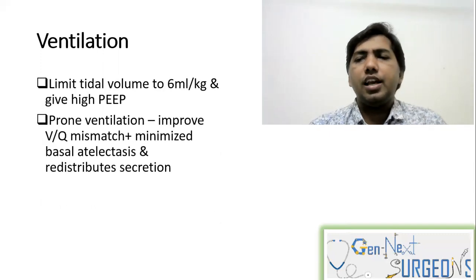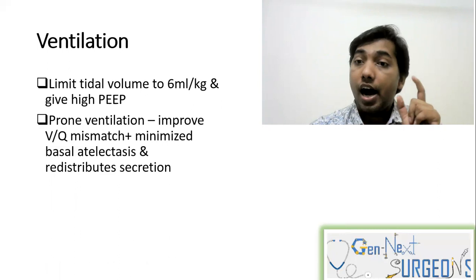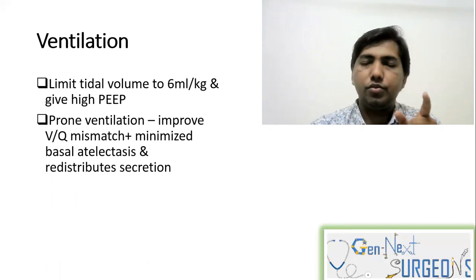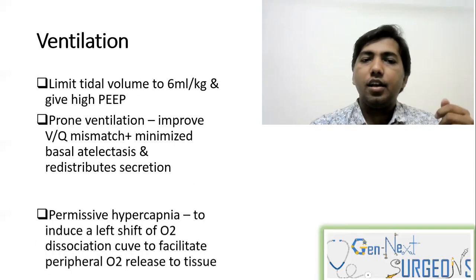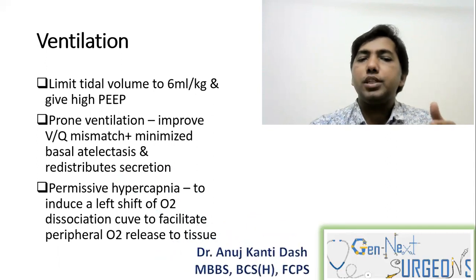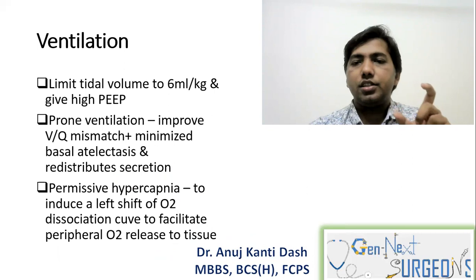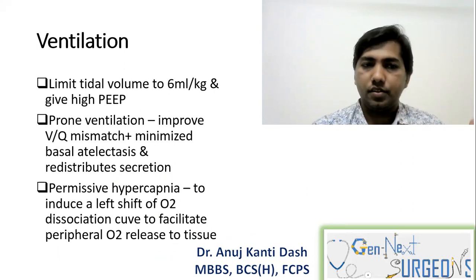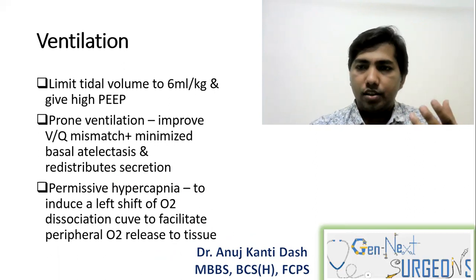Now ventilation. The aim is to limit tidal volume to 6 ml per kg and give high PEEP. That question will be asked. That is, tidal volume is low, 6 ml per kg, and PEEP, high PEEP. Okay, prone ventilation and permissive hypercapnia, that discussion I will do in the next video on ARDS. I will discuss in detail there why prone ventilation, why high PEEP. So I am skipping that here.